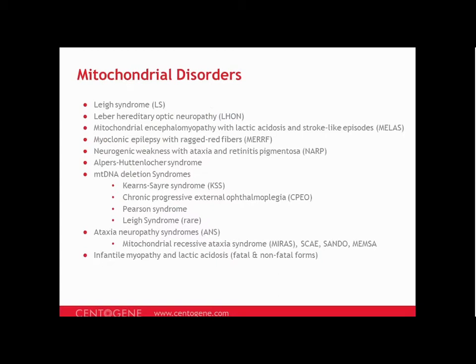Here in this list, you can find not all, but very well-known examples of the mitochondrial disorders at a glance. And you can see, for example, some classifications that we can make among mitochondrial disorders, such as mitochondrial DNA deletion syndromes and ataxia neuropathy syndromes. And here you can see the list of the well-known ones.